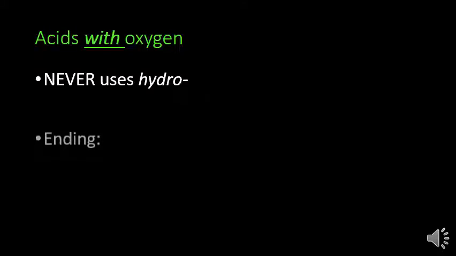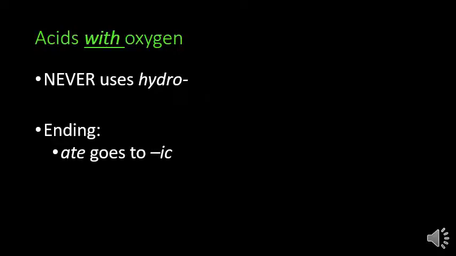Now, acids that do have an oxygen in the name follow a different set of rules. The first one is we never use hydro, and we're going to change the ending based on the polyatomic. So if the polyatomic ends in ate, ate will go to ic. If the polyatomic ends in ite, then ite goes to ous.